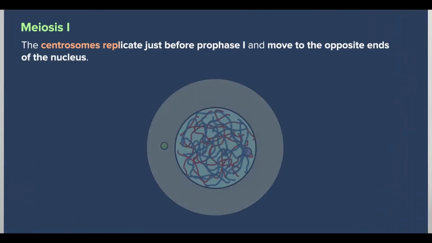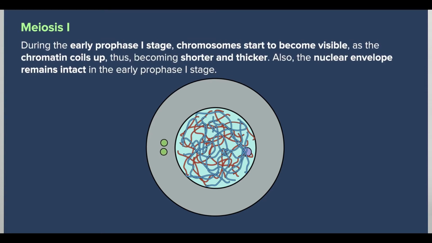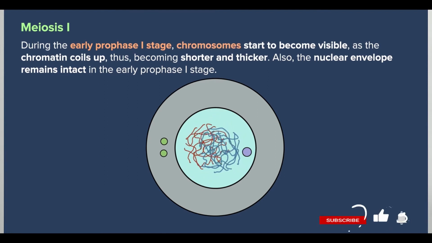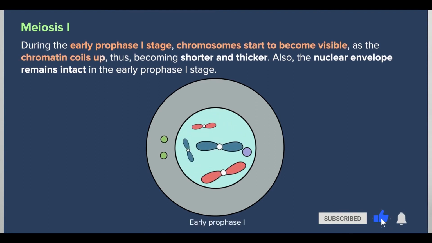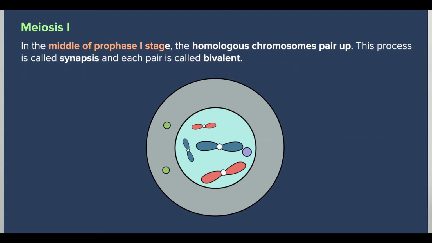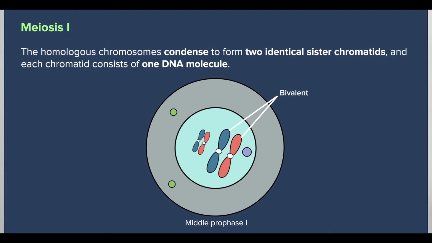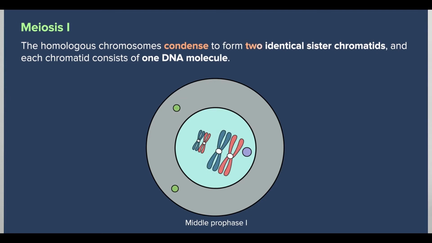The centrosomes replicate just before prophase 1 and move to the opposite ends of the nucleus. During the early prophase 1 stage, chromosomes start to become visible as the chromatin coils up, thus becoming shorter and thicker. Also, the nuclear envelope remains intact in the early prophase 1 stage. Then, in the middle of prophase 1 stage, the homologous chromosomes pair up. This process is called synapsis and each pair is called bivalent. The homologous chromosomes condense to form two identical sister chromatids, and each chromatid consists of one DNA molecule.